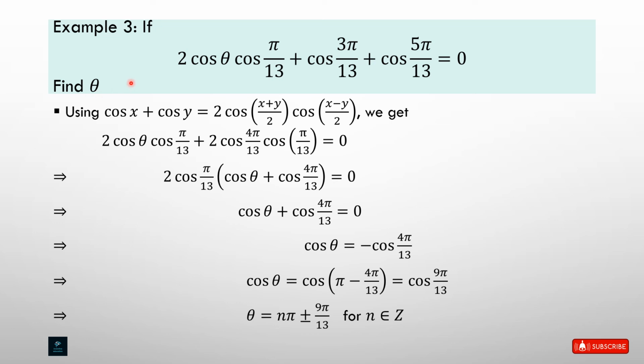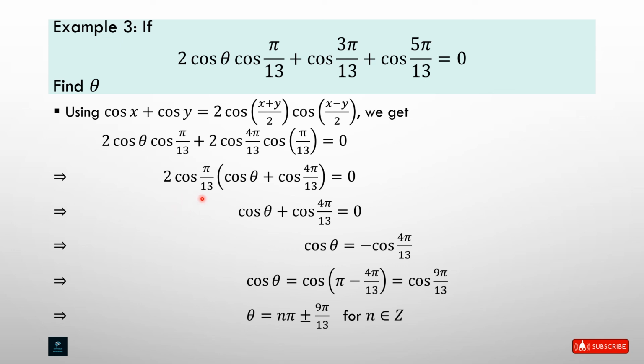In this example, we are given that 2 cos theta cos pi by 13 plus cos 3 pi by 13 plus cos 5 pi by 13 is equal to 0. We are required to find the value of theta. Using the function cos x plus cos y equal to 2 cos (x plus y) by 2 cos (x minus y) by 2, and applying it on the last two terms, we get 2 cos theta cos pi by 13 plus 2 cos 4 pi by 13 cos pi by 13 equal to 0.